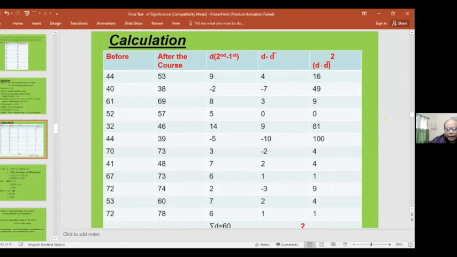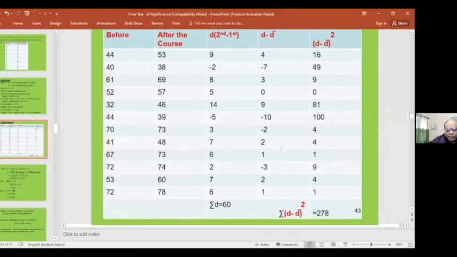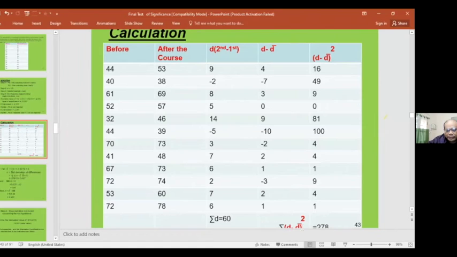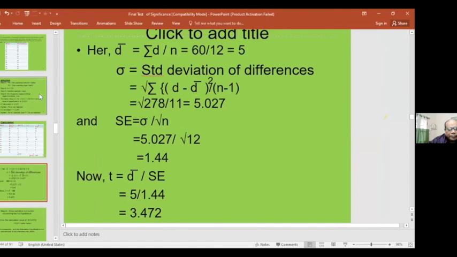Then you make a square. D minus D bar square. Then you make a summation. So you make a summation here. D minus D bar square. So calculation here. Just fill into the formula.